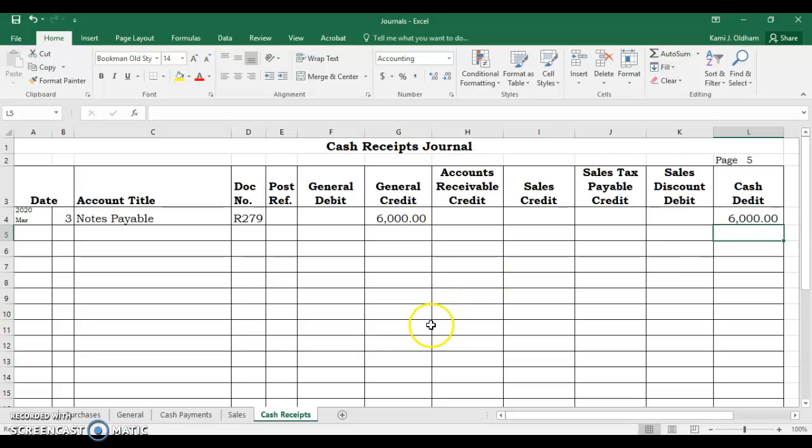On the 18th, it says that we signed a 60-day 9% note with Dry Creek Company for an extension of time on this accounts payable. So this is not going to be in a cash receipts because we had received the money before. We're trying to get an extension of time. And so what you're going to see is that we are going to go to your general journal.